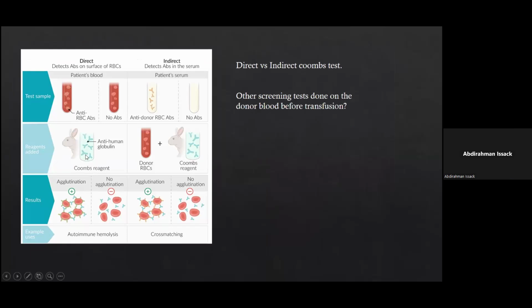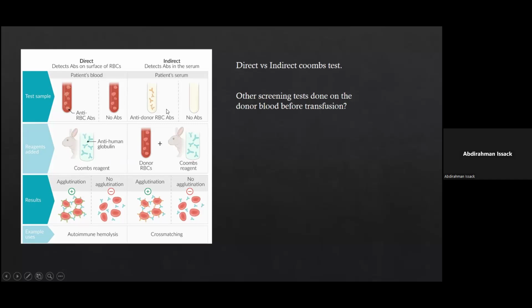Okay. For this slide, this is the direct and the indirect Coombs test. I was trying to differentiate between the two. For the direct Coombs test, we looked at anemia, especially hemolytic and autoimmune hemolytic anemia. We use the direct test to determine the cause of the autoimmune hemolytic anemia. We use the patient's blood as the test sample. We add the anti-human globulin. If the RBCs are already coated with antibodies, they will react with the globulin to cause agglutination. If they are not, there will be no agglutination.